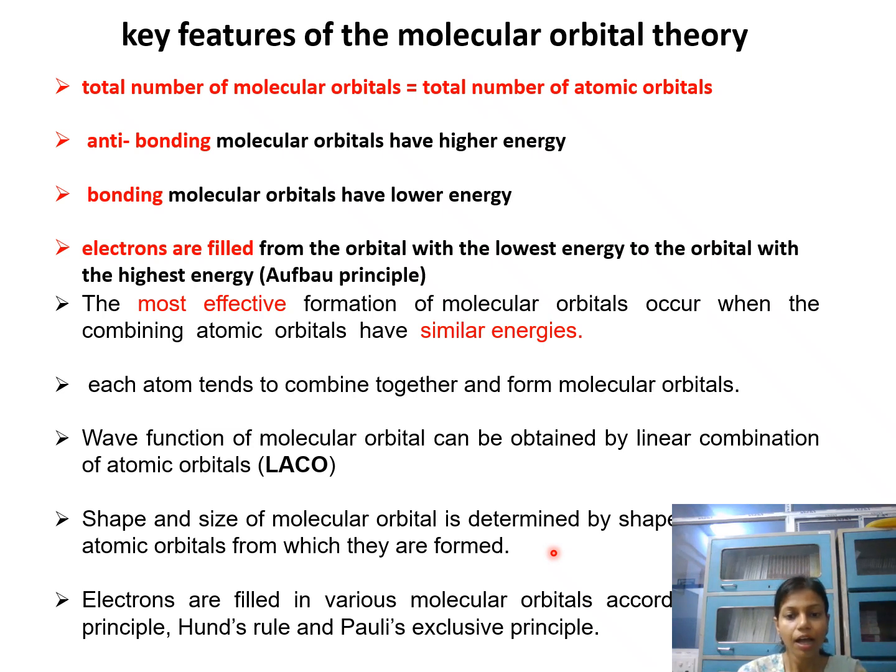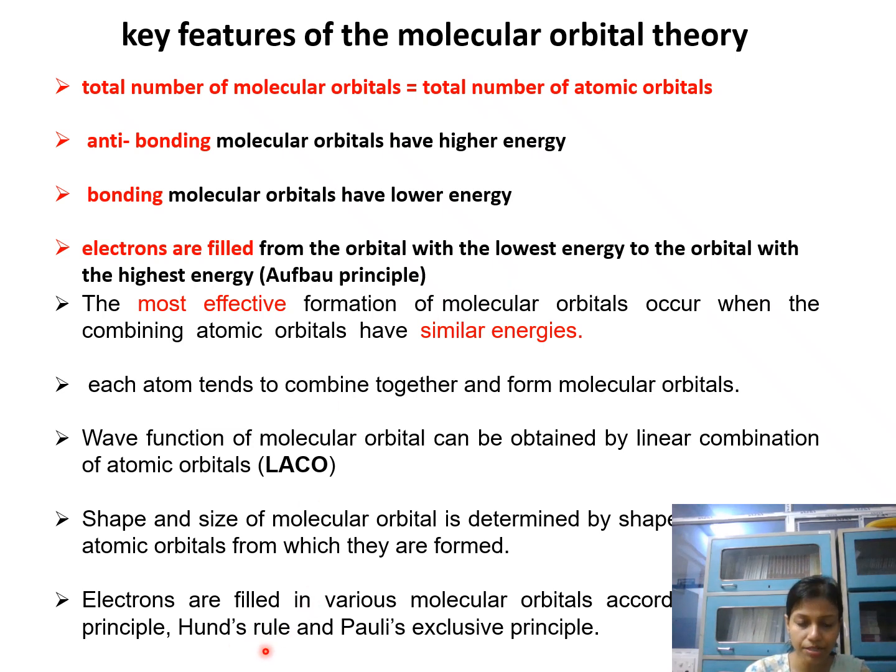And when electrons are filled up, all the 3 principles which we follow when electrons are filled up in atomic orbitals, the Aufbau principle, Hund's rule, and Pauli's exclusion principle, will be followed. So what is the Aufbau principle about? The electrons go to the lowest energy orbital first, then to higher energy orbitals. So we have already discussed this, that electrons will first fill up the lowest energy molecular orbital, and then higher energy.